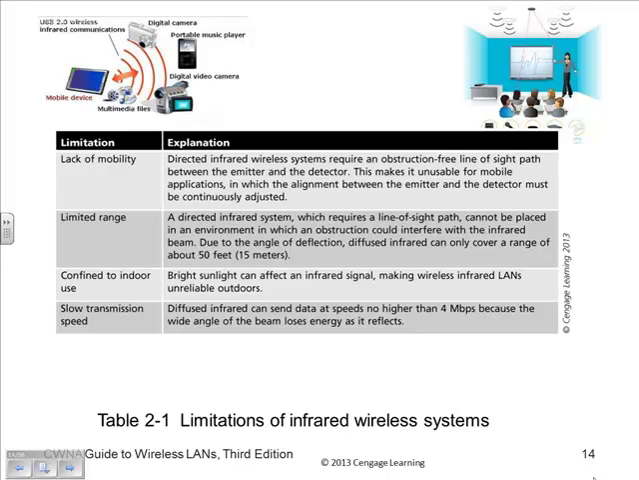So, limitations: lack of mobility, limited range, confined to indoors, low transmission speed. It would be confined to indoors, wouldn't it? What if you went outside in the bright sunlight with your infrared transmitter? The sun would walk all over it.